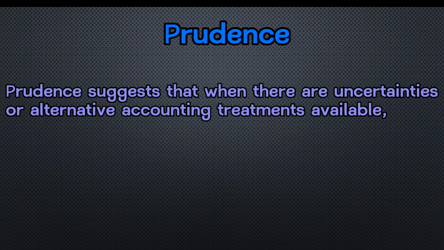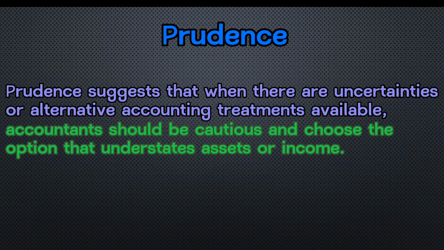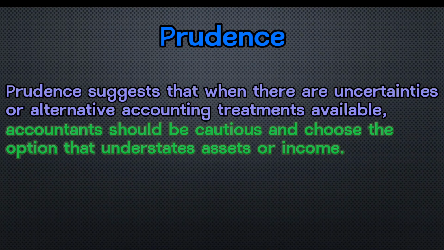Prudence suggests that when there are uncertainties or alternative accounting treatments available, accountants should be cautious and choose the option that understates assets or income. Let me explain through an example. For instance, a company is expecting payments next month. The probability is very high, they'll most likely get those payments, but it will not record it, because it is cautious behavior that unless you actually receive the payment, you should not record it.